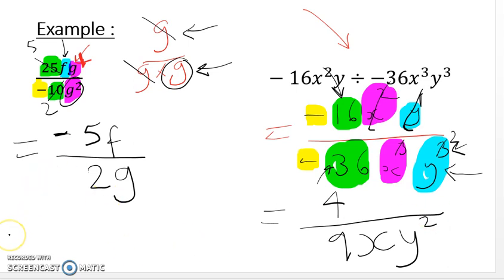Feel free to rewatch the examples, ask a question, ask a friend in class, but just make sure you fully understand those examples because they do increase in how challenging they are. They increase in complexity as the video goes along.